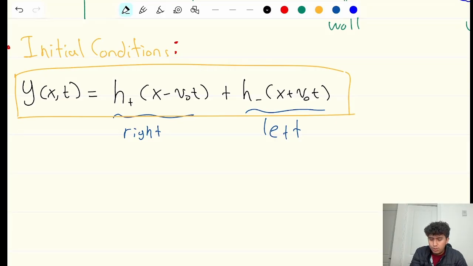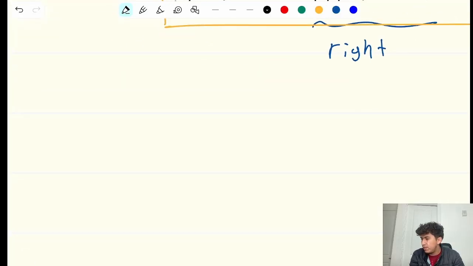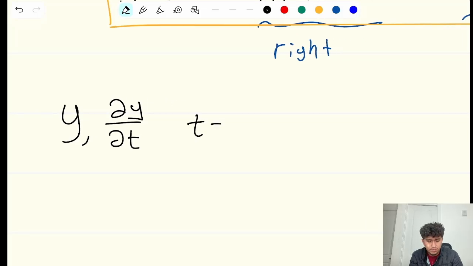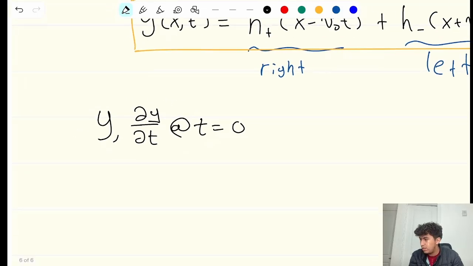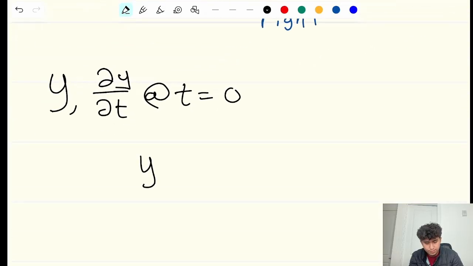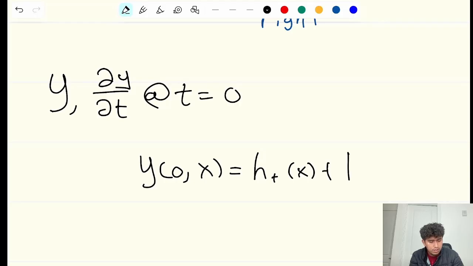Okay, so suppose we know the initial values of y, and we know all these initial conditions of partial y partial t at time 0. Then we can solve for these two functions, this one and this one.